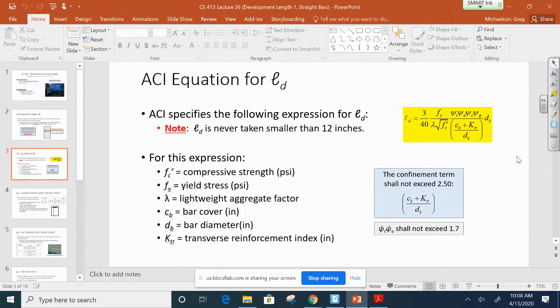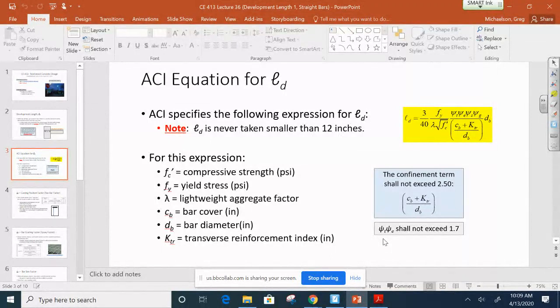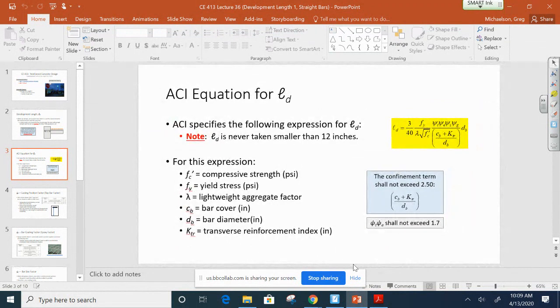When you're doing these calculations, you might find that it is above 2.5, but you can't allow that to exceed 2.5 in the calculation. And then also this product of psi sub t and psi sub e shall not exceed 1.7. And that usually only happens in very, very weird cases. But that'll become clear when we get into what these terms are.